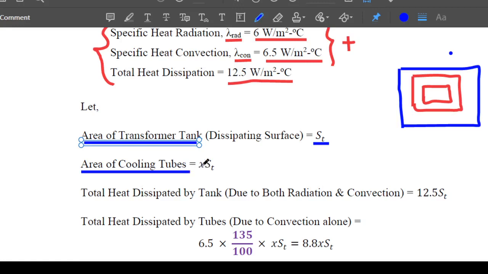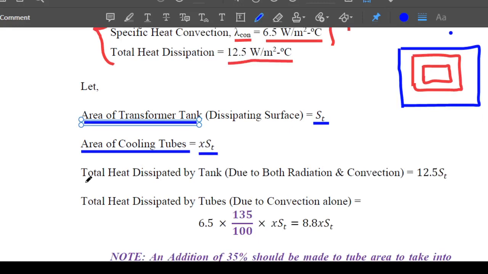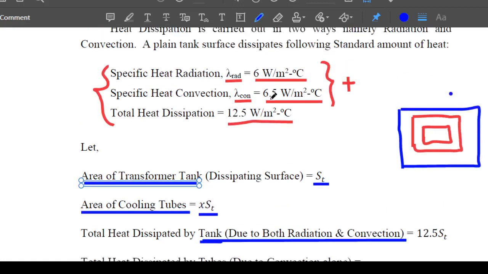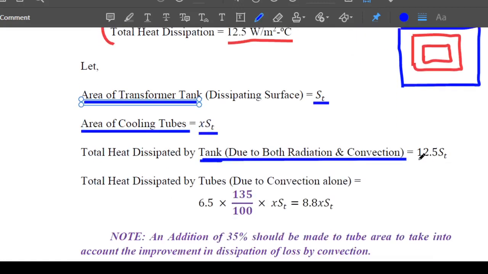So that some amount I am writing as X, hence I am writing it as X into ST. Okay. So what is the total heat dissipated by the tank? Tank means it includes your transformer, everything. The heat transfer will be both due to convection and radiation. So when you add these, 6 plus 6.5 is 12.5. So 12.5 times ST, that is the area. Okay, that will be your total heat dissipated by the tank.